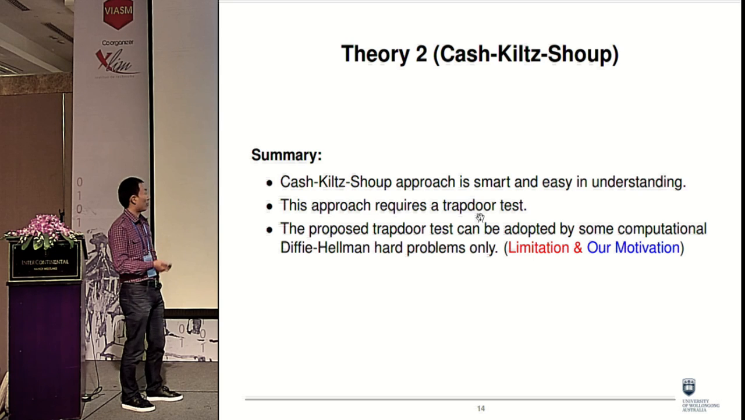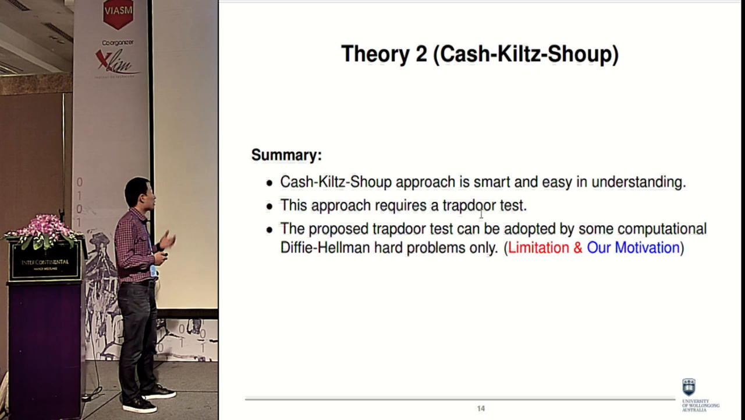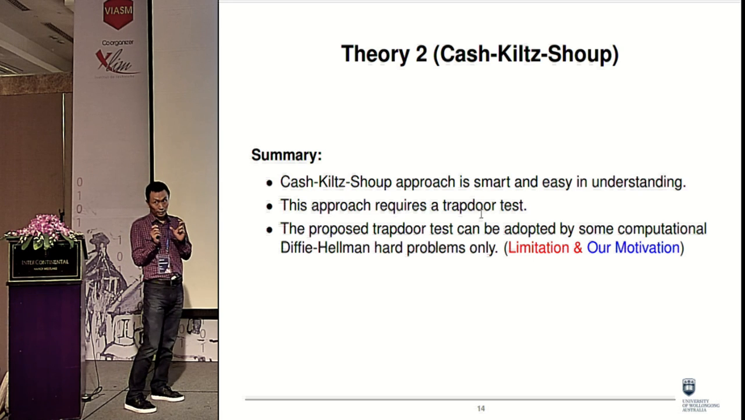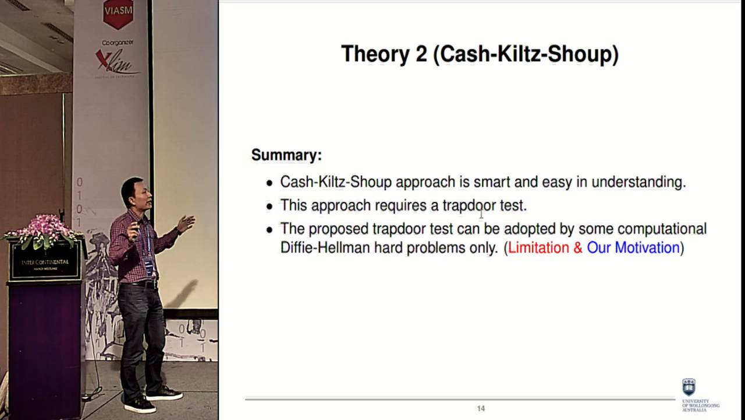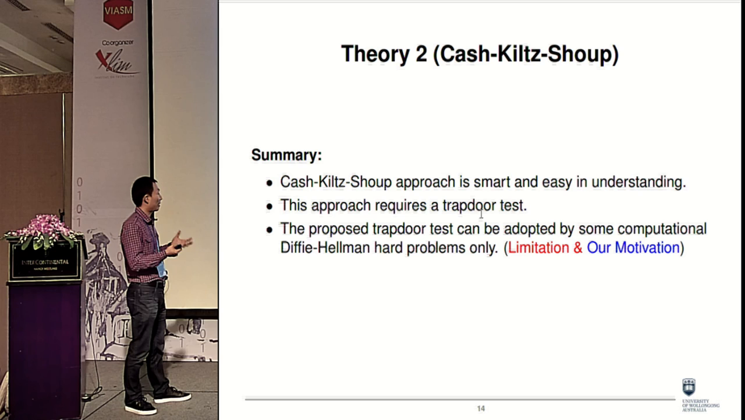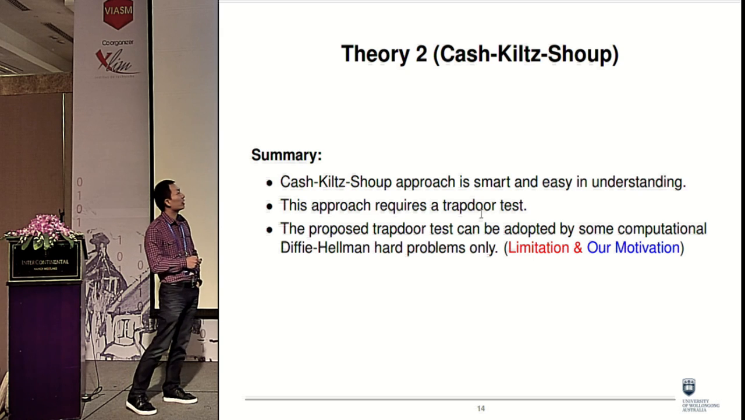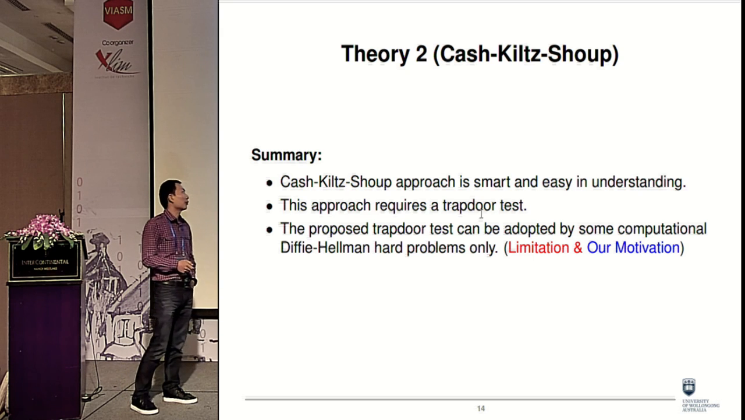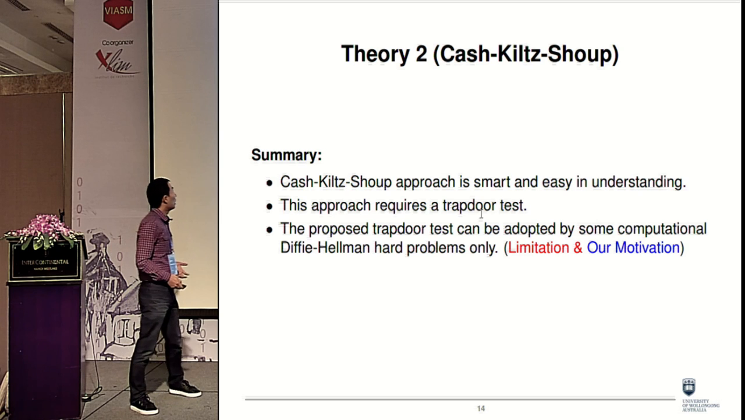The summary of this CKH approach is that it is very smart and very easy to understand. This approach, however, requires a trapdoor test. This is the condition. The proposed trapdoor test can be adapted to many computationally hard problems, but this is dependent on that adaptation. This is also the limitation and our motivation. We want to propose a framework that can be applied independent of hard problems.